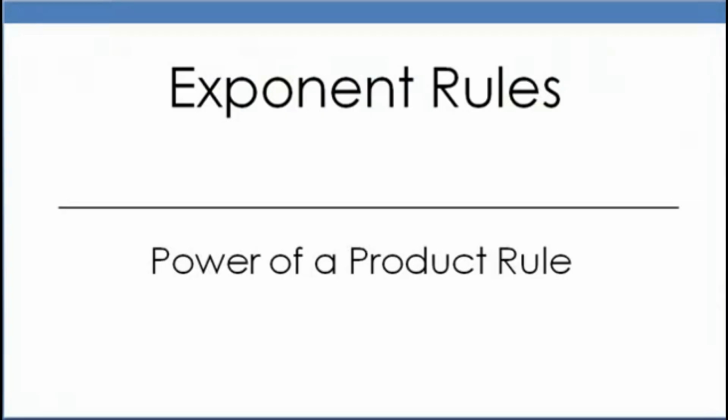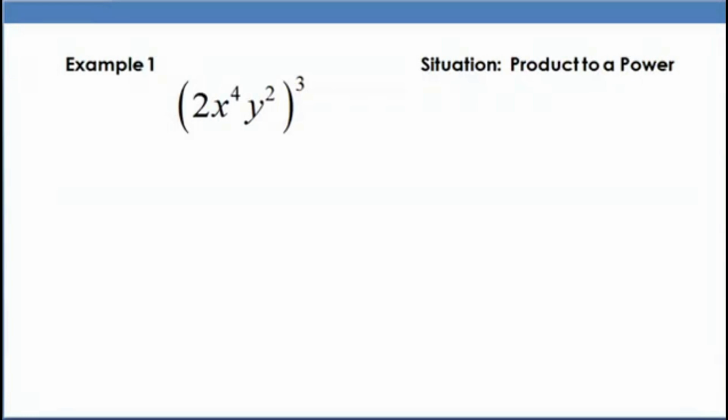Exponent rules. The power of a product rule. Our situation in this example is that we have a product to a power. It is important that it's multiplication inside. And so we're going to apply that outside exponent to each piece. If we wrote it out, it would be 3 copies of the whole thing.